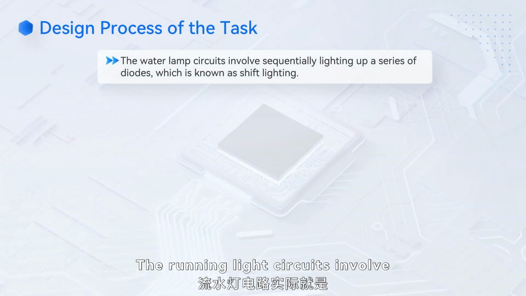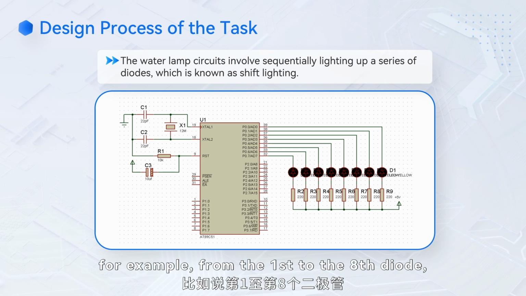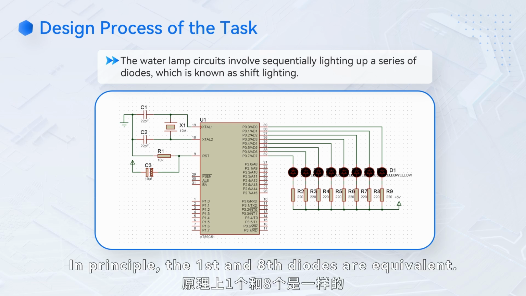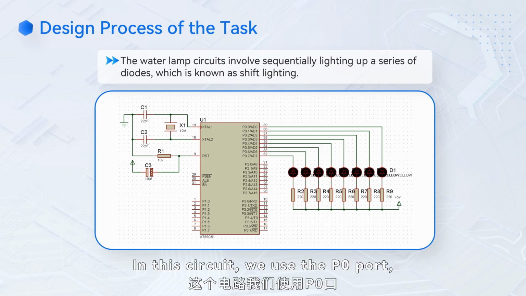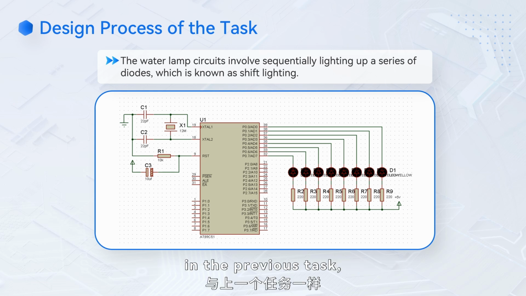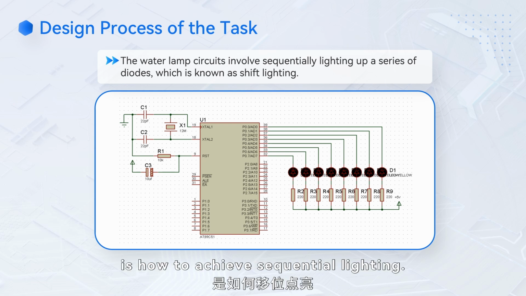The running light circuits involve sequentially lighting up a series of diodes, for example, from the first to the eighth diode, which is known as shift lighting. In principle, the first and eighth diodes are equivalent. In this circuit, we use the P0 port, with components similar to those used in the previous task, but in larger quantities. We have already mastered the method for lighting diodes. The key problem in this task is how to achieve sequential lighting.